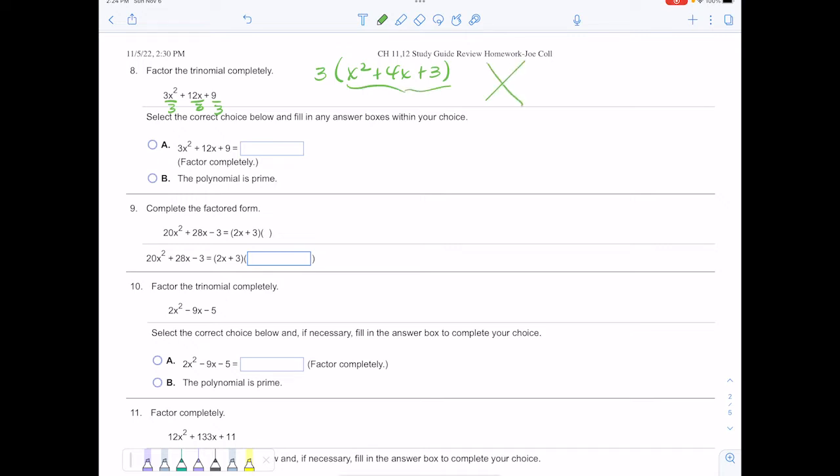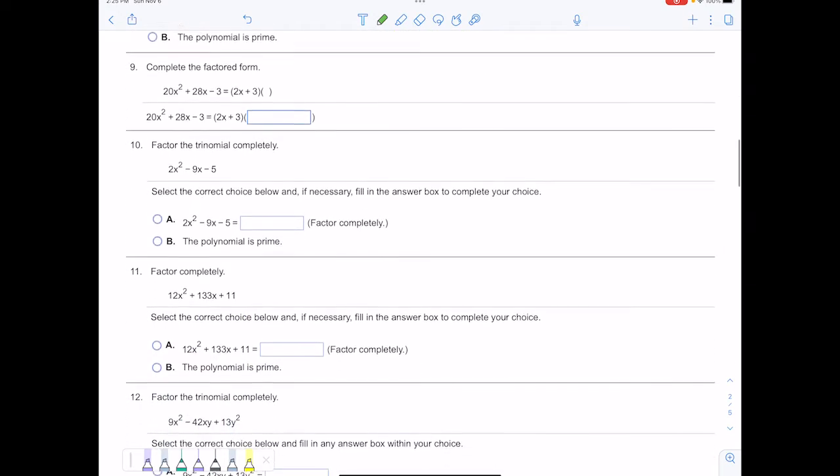So we want to look for two numbers that multiply to give us 3, but add to give us 4. And my signs are going to be a positive. Positive times positive is also positive. So I'm going to have two positive numbers. And you can pause the video. Think of the numbers that multiply to give you 3, that add to give you 4. And that would be 1 and 3. So now this 3 just drops down. And this will factor into x plus 1 times x plus 3. And then this is your final answer.